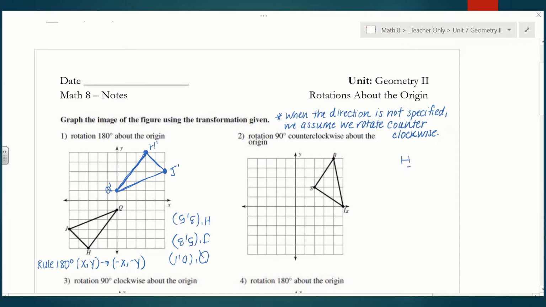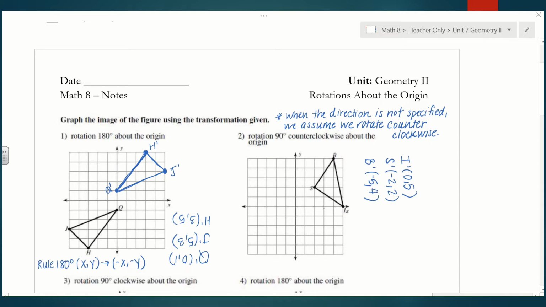I prime should now be 0, 5. And if you have your paper facing the right way, it should look like my writing to you is right side up. So if you've turned it the wrong way, it's not going to look right. S prime is negative 2, 2. And then we have B prime, negative 5, 4.